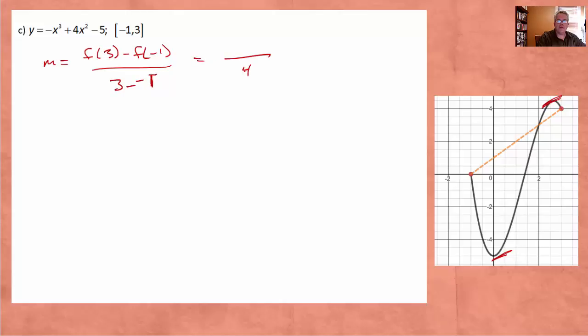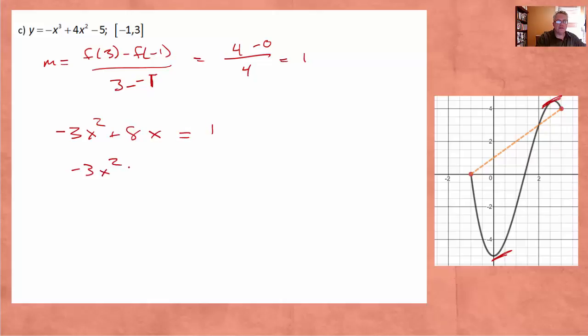Okay, in the denominator, that works out to 4. And in the numerator, we get 4 minus 0, which makes the slope 1. So we've got to look for places where the slope is 1. The derivative is negative 3x squared plus 8x. We want that to equal 1.